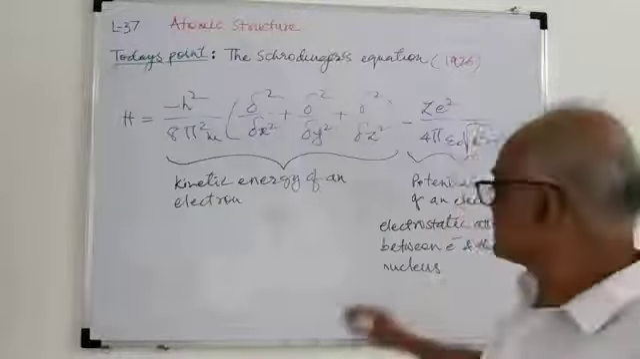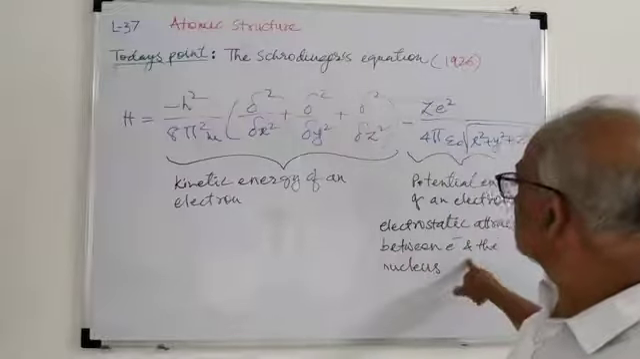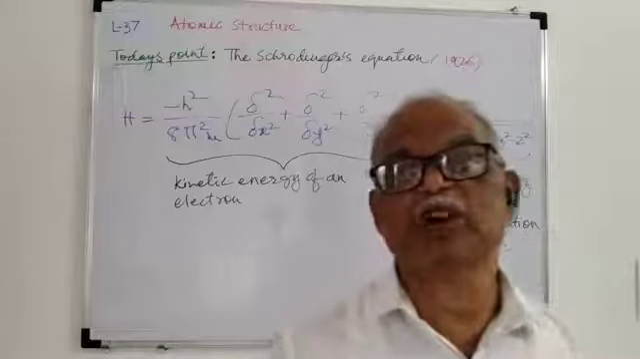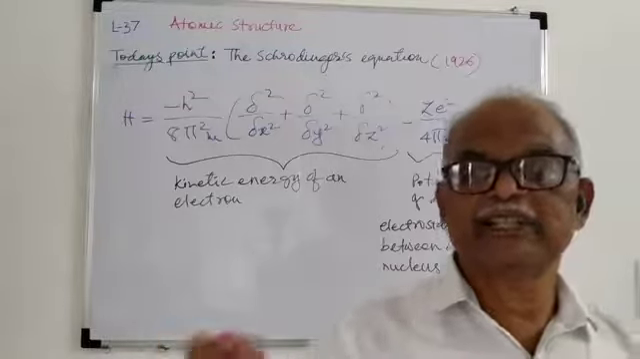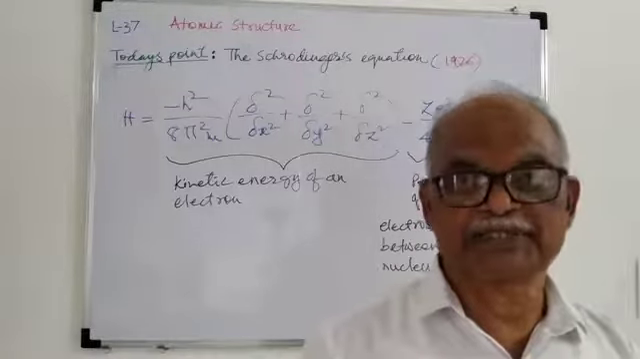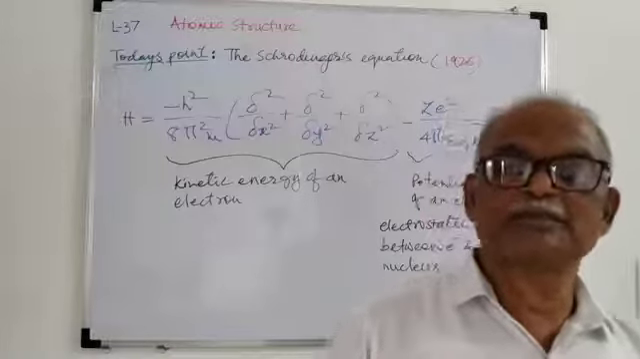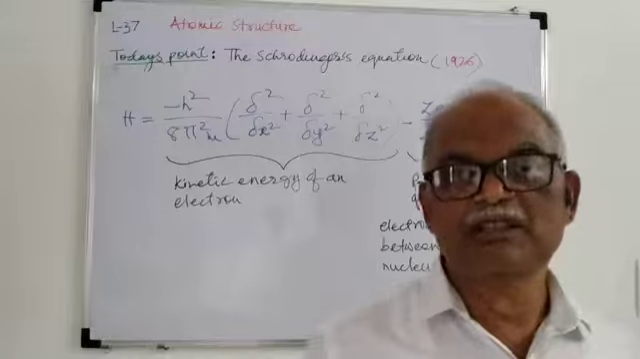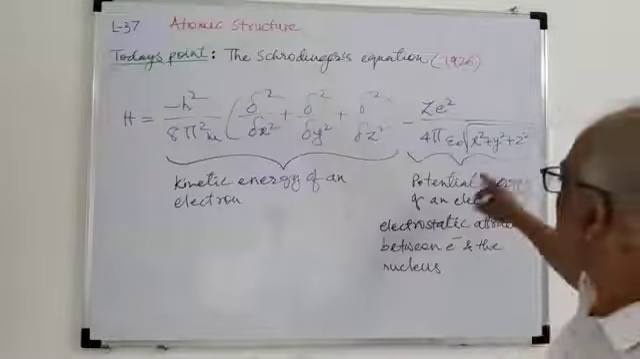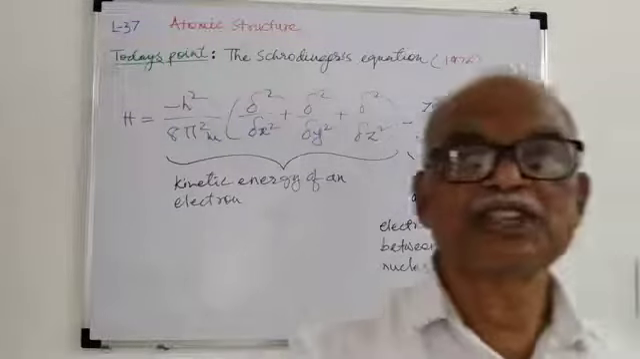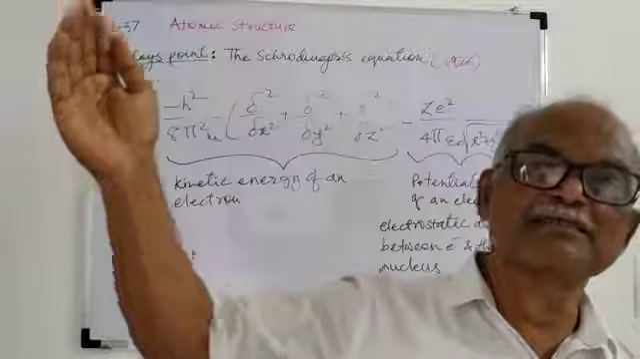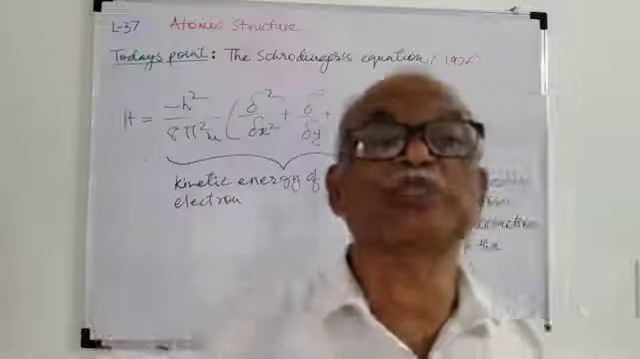This means the strength of this nuclear force of attraction, and so this potential energy, depends upon the distance between the electron and the nucleus. So the shorter the distance between the nucleus and the electron, the larger will be the value of this potential energy. So this value goes on decreasing with the increasing distance between the electron and the nucleus.